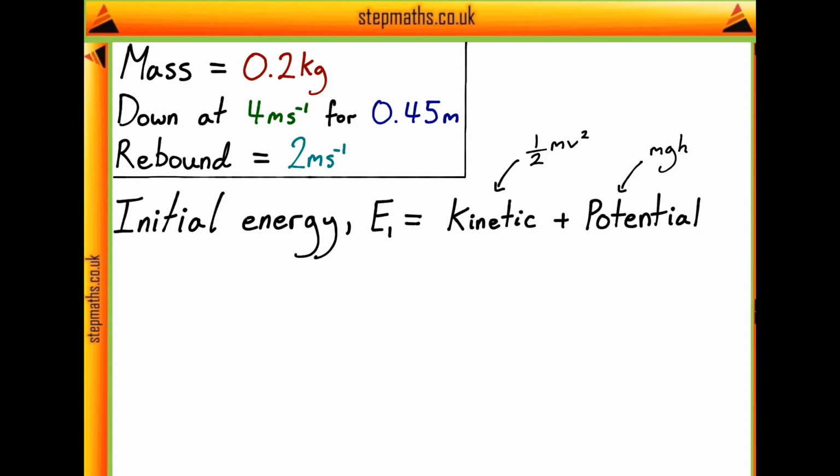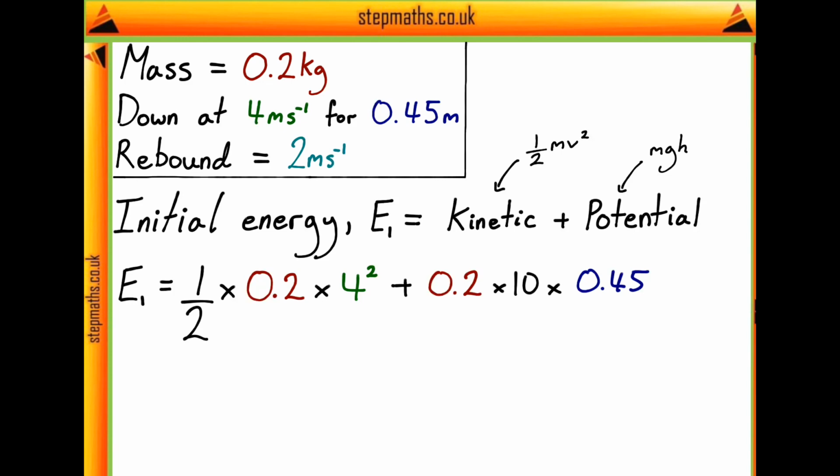So let's go ahead and substitute in the values we've been given. So our kinetic energy is just going to be a half multiplied by our mass, 0.2 kilograms, multiplied by the initial velocity, 4 meters per second, squared. Then our potential energy is going to be our mass, 0.2, multiplied by the acceleration due to gravity, 10, multiplied by the height the ball is at when it's dropped, which is 0.45 meters.